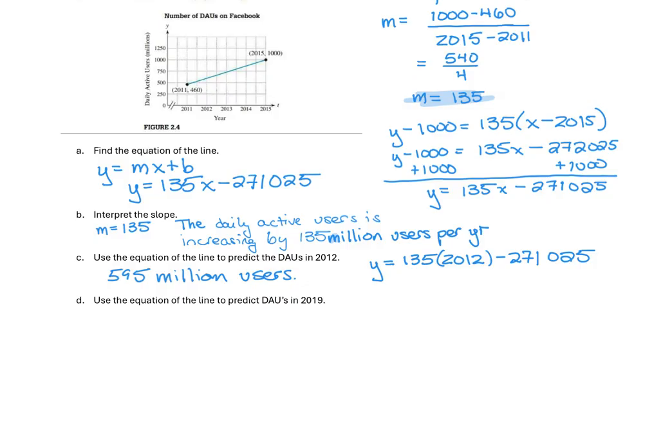All right, and we want to repeat the process for 2019. If we plug in 2019, we get 135 times 2019 minus that nastiness, and I get 1540, and again, users.